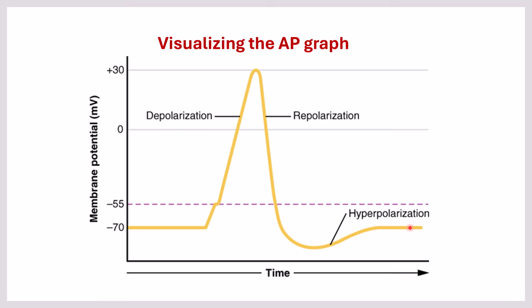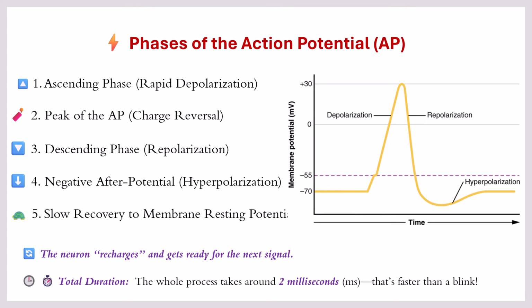So why does this matter? Because this temporary change in electrical charge is the basic unit of communication in our brain and in our nervous system, and without it we couldn't move, feel, react, or even think. But we will retake the phases of the action potential to explore deeper how a neuron sends a signal, and we can do that by identifying 5 key phases.